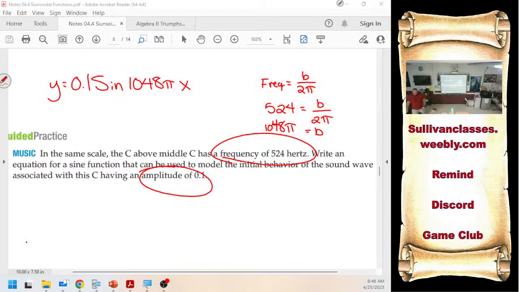Cool? Same thing, they give you frequency and amplitude. Amplitude just gets jammed in front of it. Frequency I use to find b, jam b in there, I'm good to go. Cool? All right.